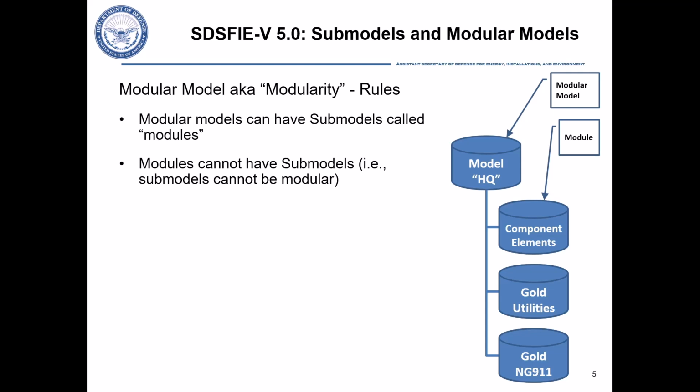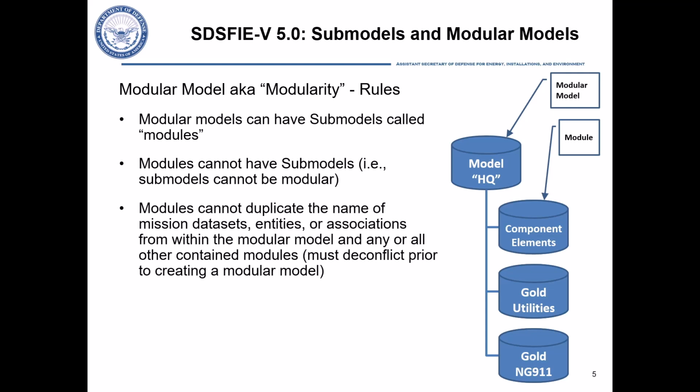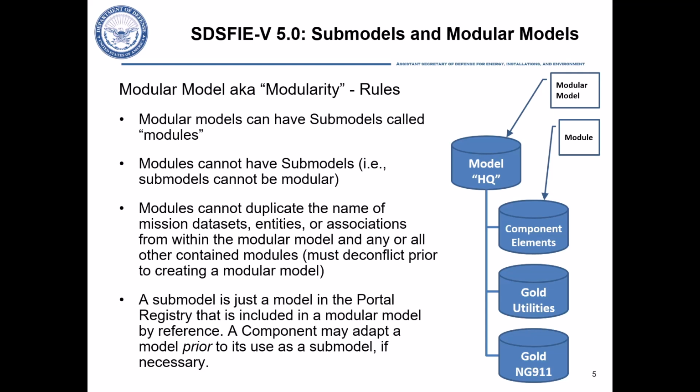Modules cannot be modular. That is, submodels cannot contain submodels. Modules cannot duplicate the name of mission datasets, entities, or associations from within the modular model and any or all other contained modules. They must be deconflicted prior to creating a modular model. A submodel is just a model in the portal registry that is included in a modular model by reference. A component may adapt a model prior to its use as a submodel if necessary.